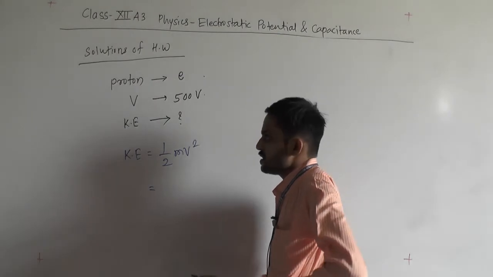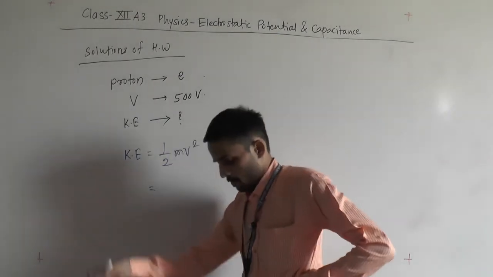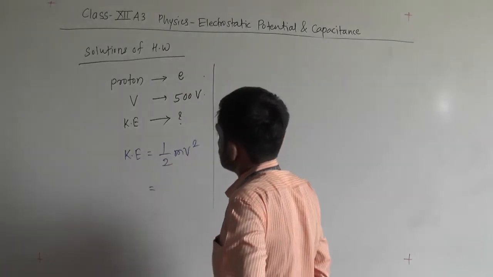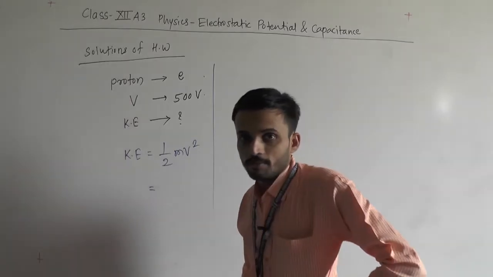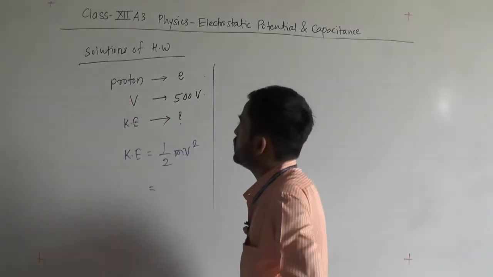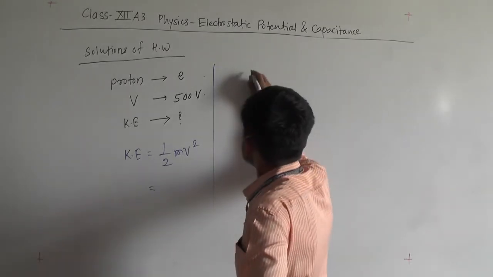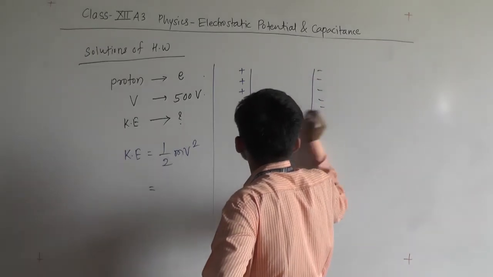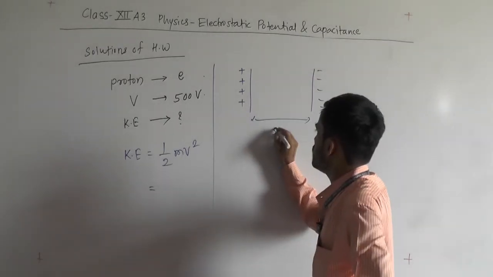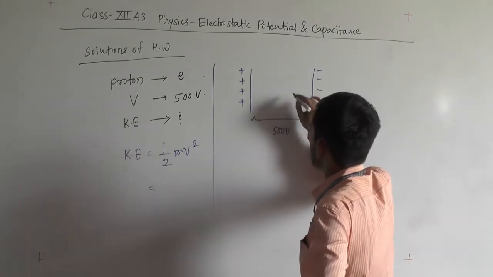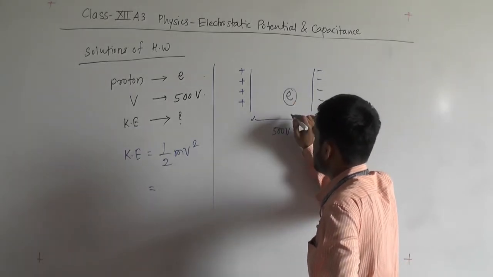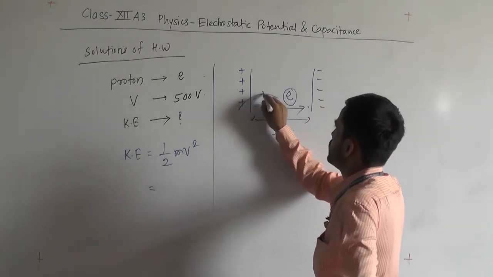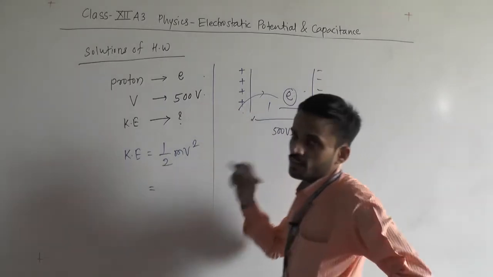Now, here kinetic energy is due to the potential, means whatever is the potential which is applied. Okay, it means that here is the plus charge and here is the minus charge, such that the potential between them will be 500 volt. And now I have kept my proton just like that, so it will go from this point to this point, because this will repel and this will attract. So this is the case.